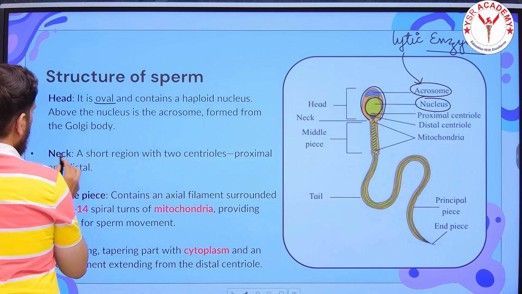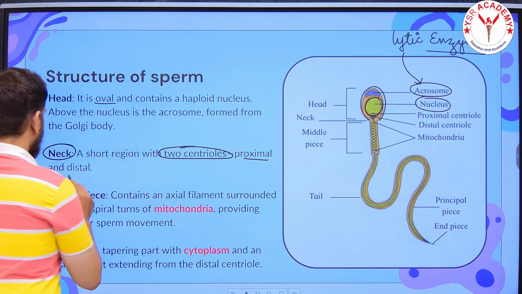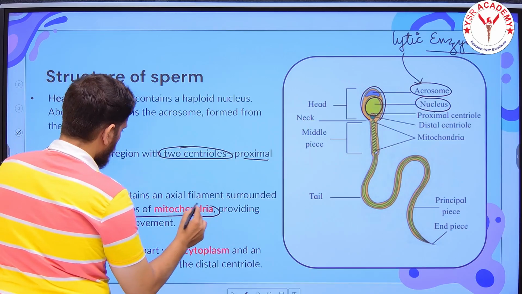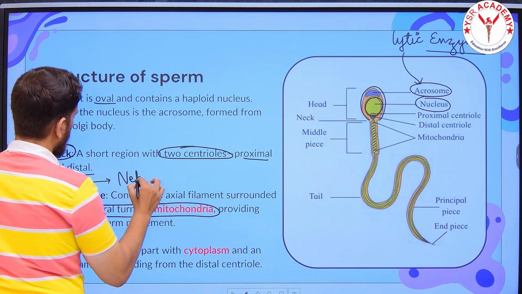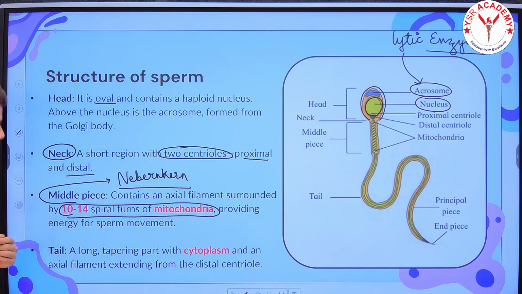Okay, next is the neck, which is a short region, contains 2 centrioles, the proximal and the distal. The middle piece, which is labeled there, contains an axial filament surrounded by 10 to 14 spiral turns of the mitochondria, which are called the Nebenkern. So this spiral mitochondria is also known as Nebenkern. Function, as usual, providing nutrition to the developing sperm, or for mobility. For mobility, you require energy to be given.